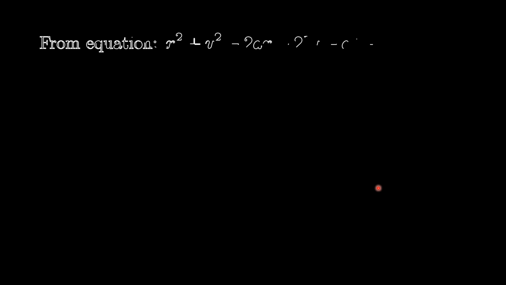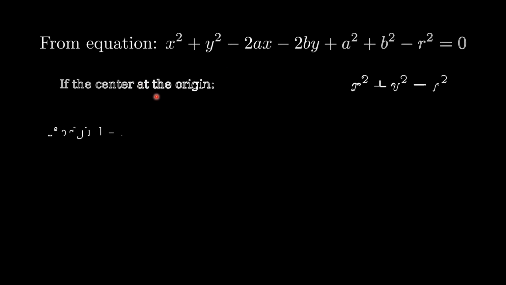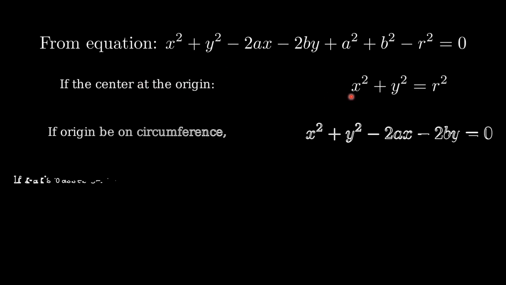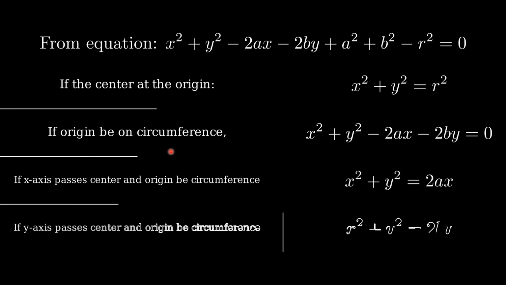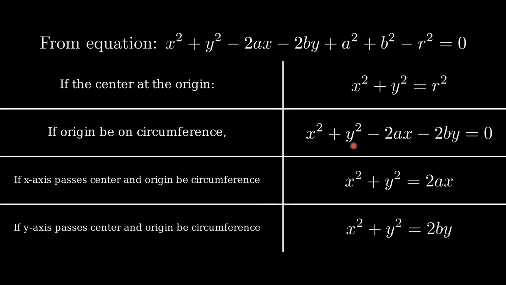So from that general equation of a circle, if the center is at the origin, that means a and b are 0, 0. That means x squared plus y squared equals r squared becomes the equation of the circle. If the origin is on the circumference somewhere, that means that at some point x squared and y squared become 0. And so, in other words, a squared plus b squared minus r squared equals 0. So x squared plus y squared minus 2ax minus 2by equals 0.